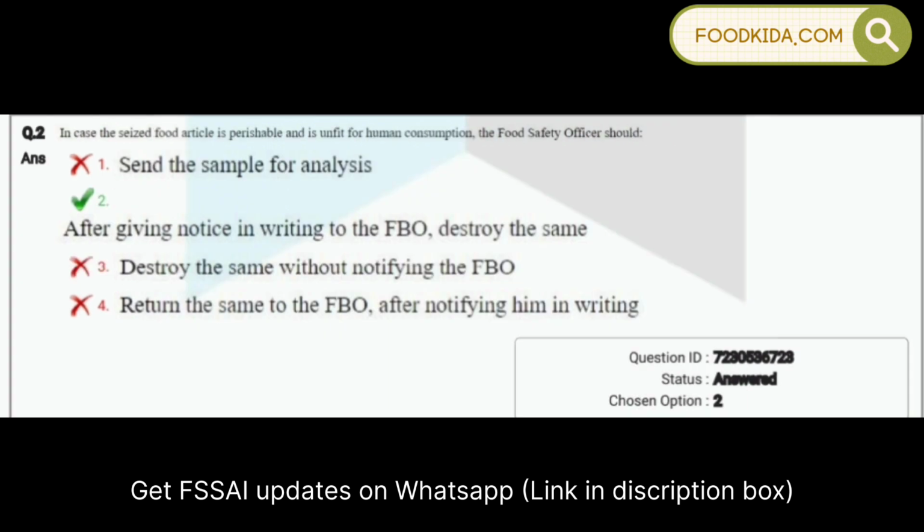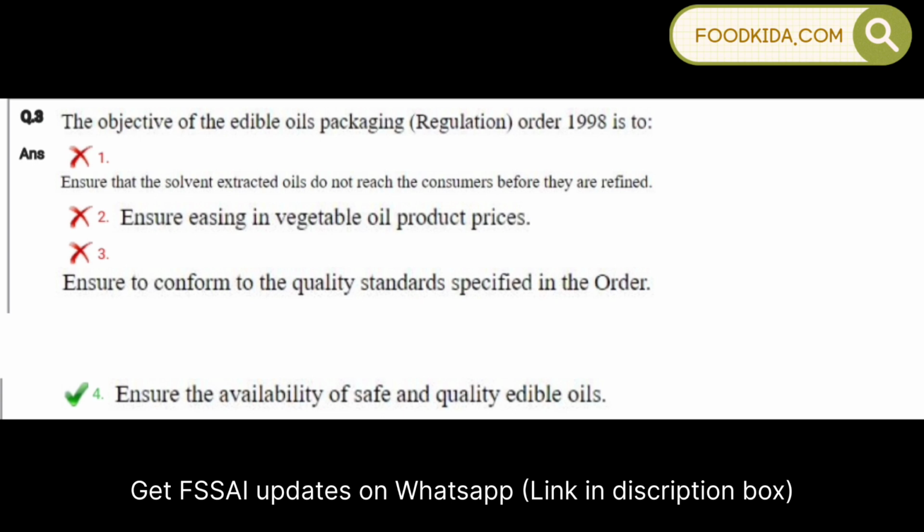Next is: in case a seized food article is perishable and is unfit for human consumption, the food safety officer should... So the product is unfit for human consumption. What should the food safety officer do? After giving notice in writing to the food business operator, that is FBO, destroy the same is the answer. Next is: the objective of the Edible Oils Packaging Order 1998 is to ensure the availability of safe and quality edible oil.